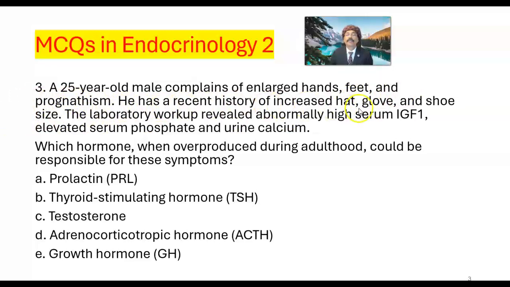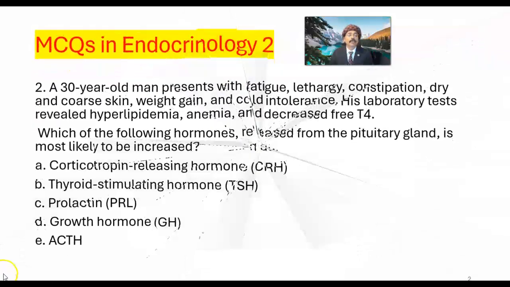Okay, recent history of increased head, gloves and shoe size. Laboratory work revealed high serum insulin-like growth factor 1. Which hormone, when overproduced during adulthood, could be responsible for this symptom? Answer should be E, the growth hormone. So this is a typical picture of acromegaly. Okay, like this we have gone through that.